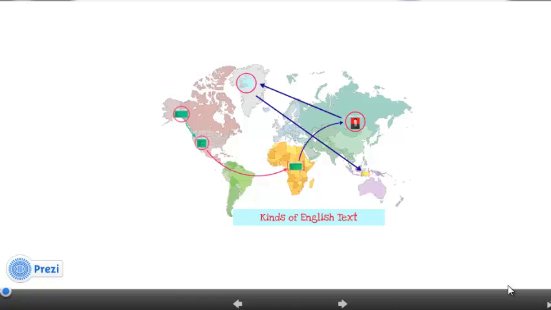My name is Ridwan Nur. I am one of the students in the English Education Department, Class D, Graduate Program, State University of Makassar. And now I'm going to explain kinds of English text.